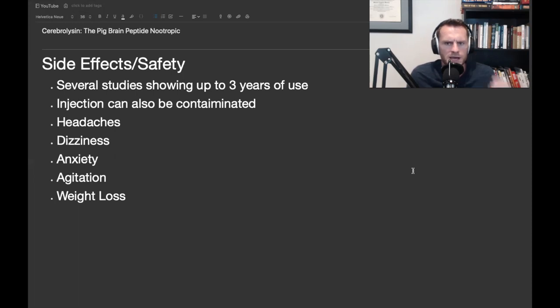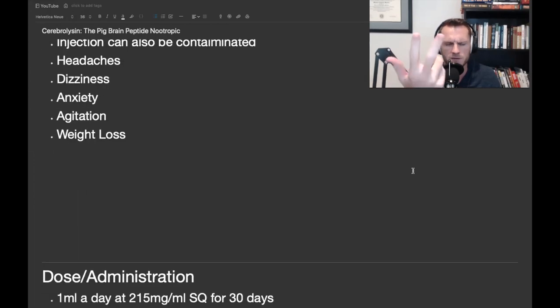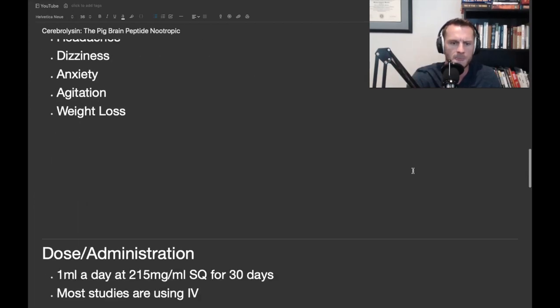And personally, I have some MTHFR mutations, so I'm a little more on the anxious, agitated end, and I did feel that way a little bit from the cerebrolysin after a couple hours of use. But a lot of the patients that I've talked to didn't seem like they had that problem. So if you've had any side effects from it, let us know.